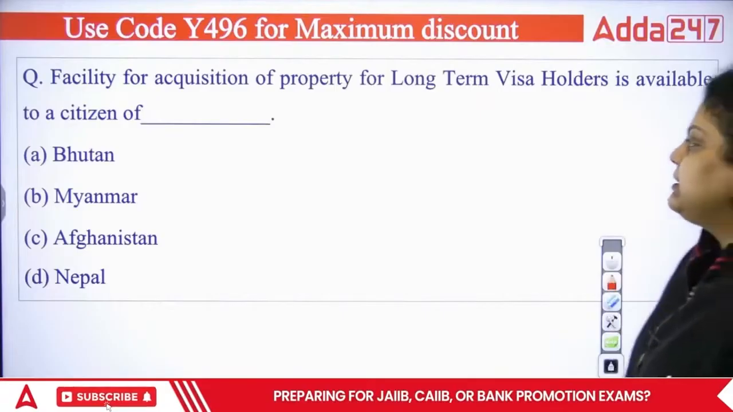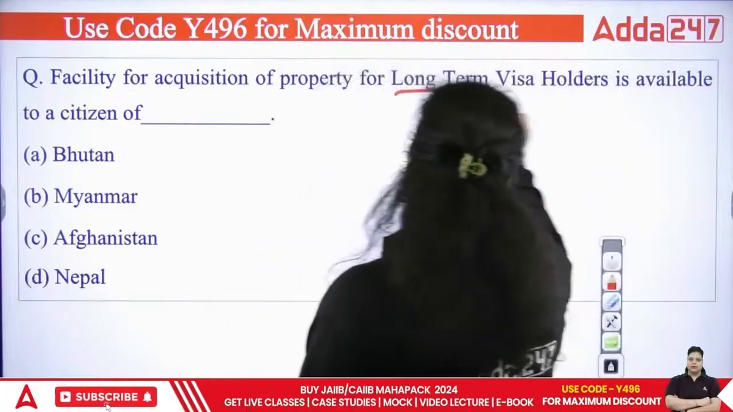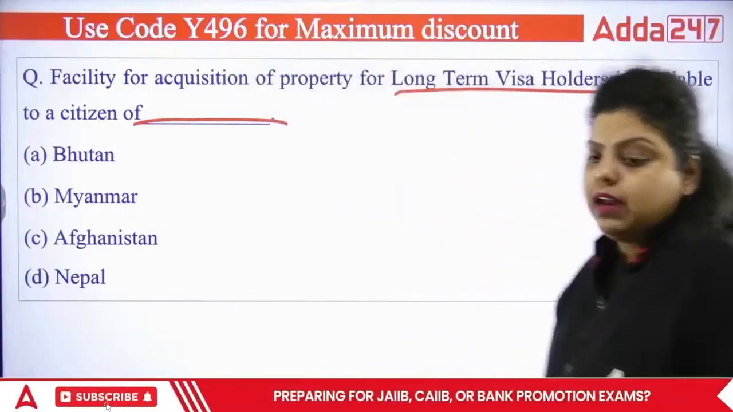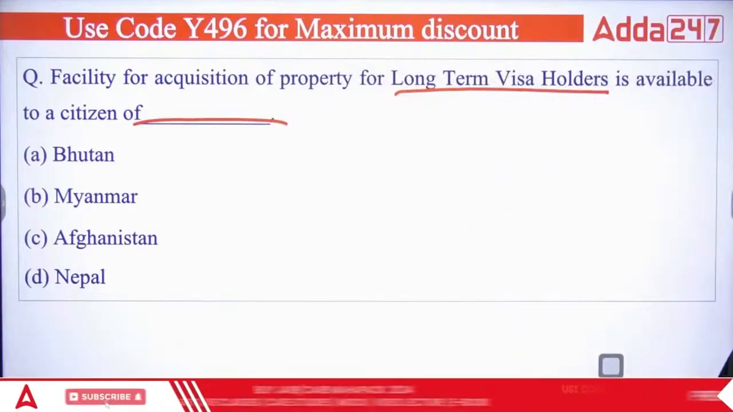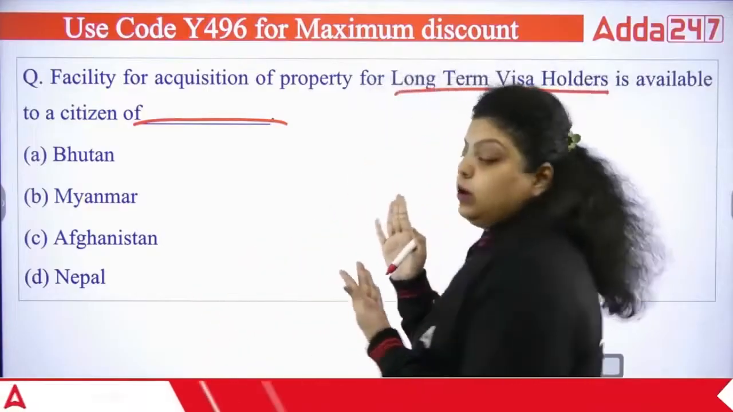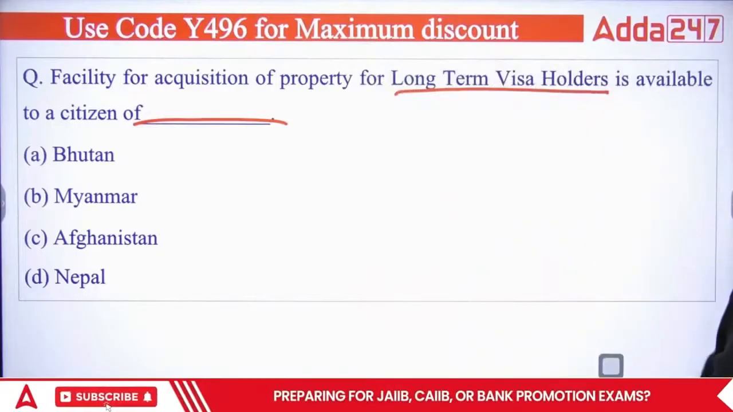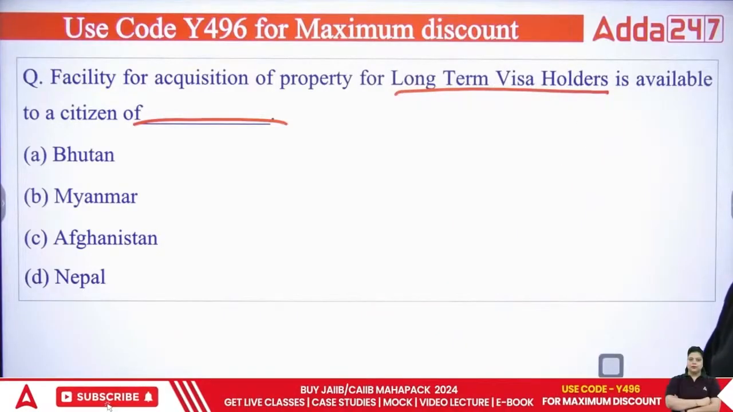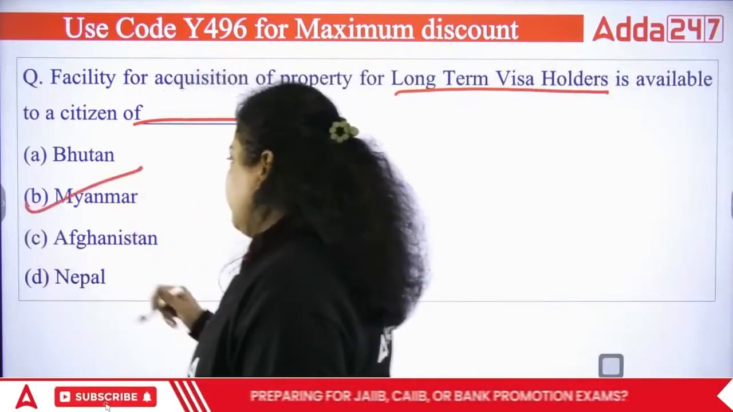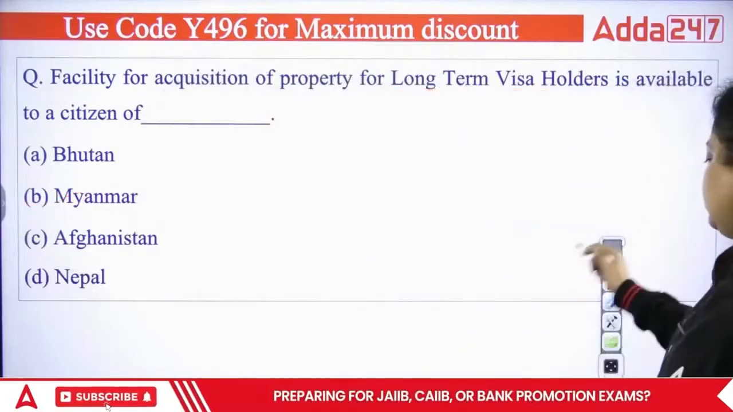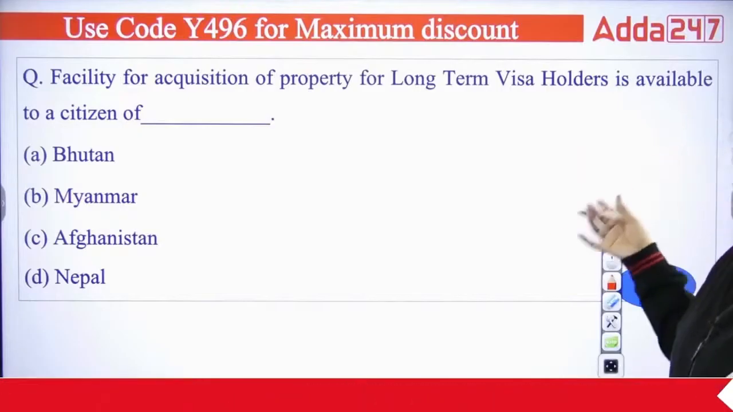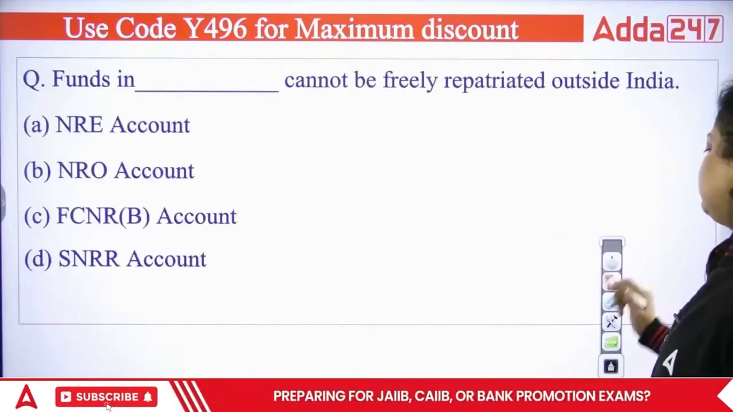Now, facility for acquisition of property for long-term visa holders is available to a citizen of which country? Is it Bhutan, Myanmar, Afghanistan or Nepal? Facility for what? For acquisition of the property for your long-term visa holders. It is available to the citizen of which country? To the citizen of your Myanmar. It means B option. Right answer is your B. Do remember these kind of transaction, like which country is allowed for what particular transaction, which country is not allowed for what transaction. These kind of questions have been seen in the paper.